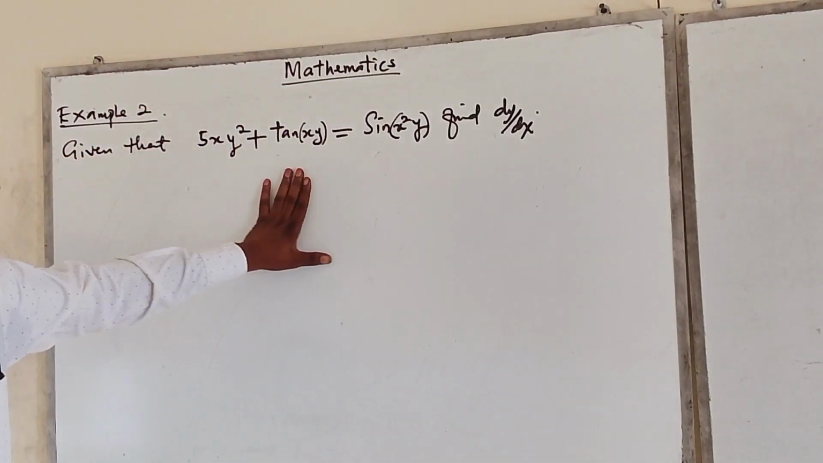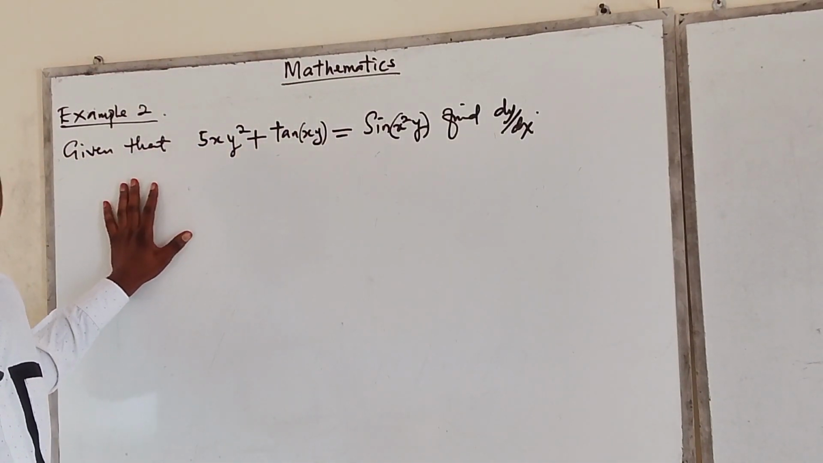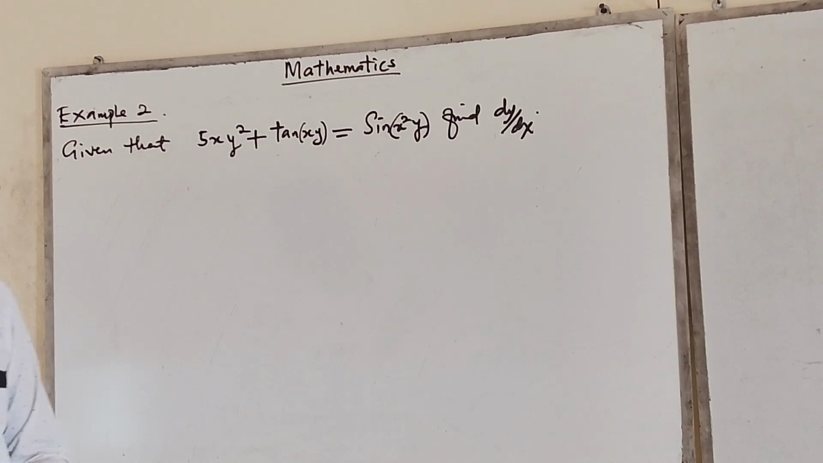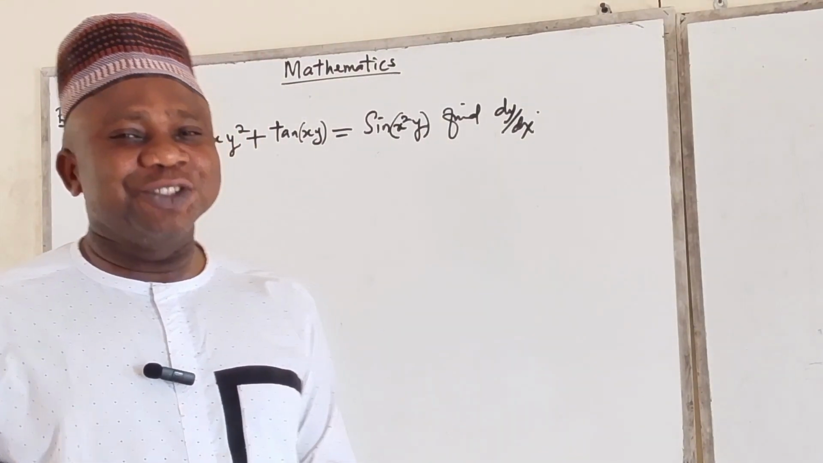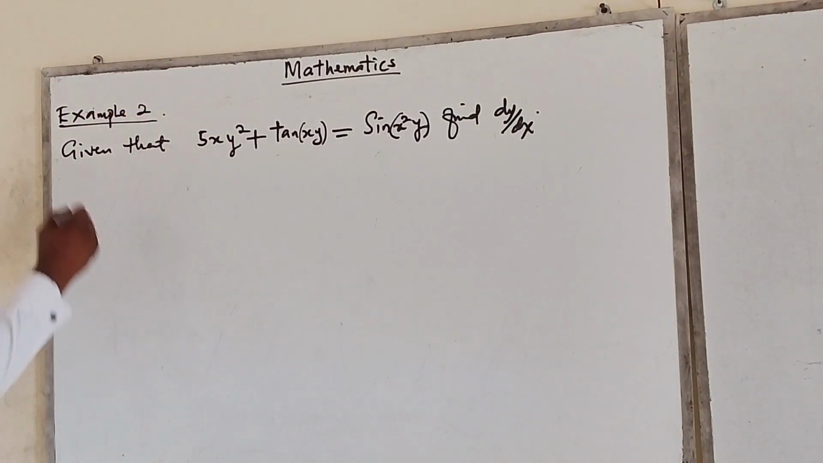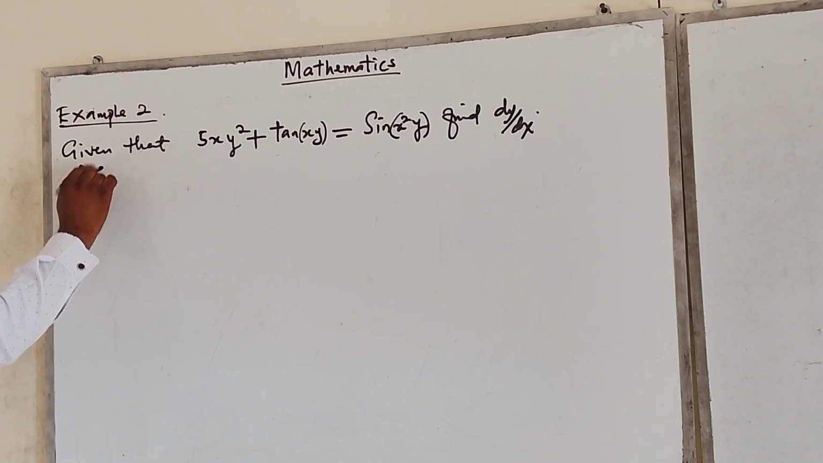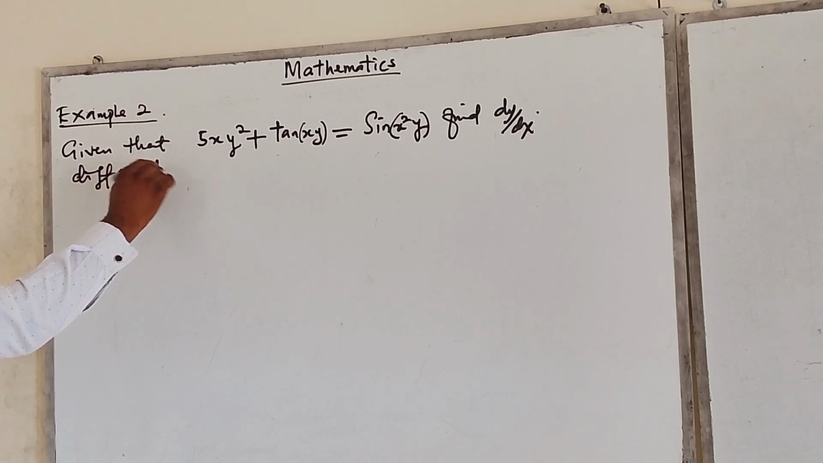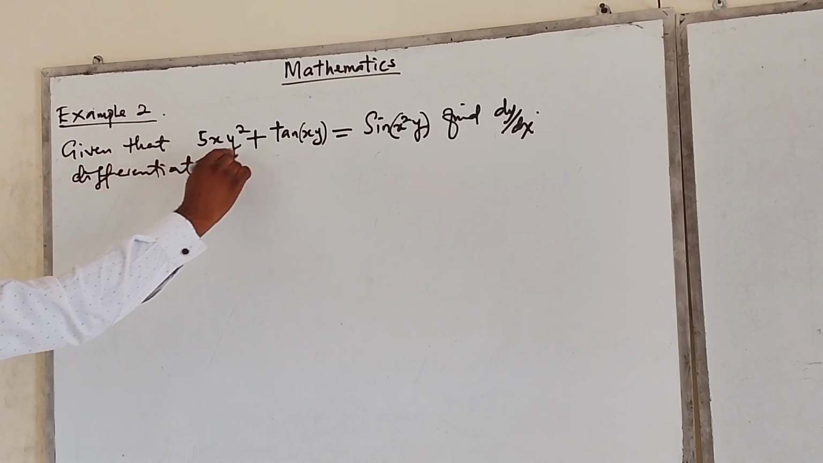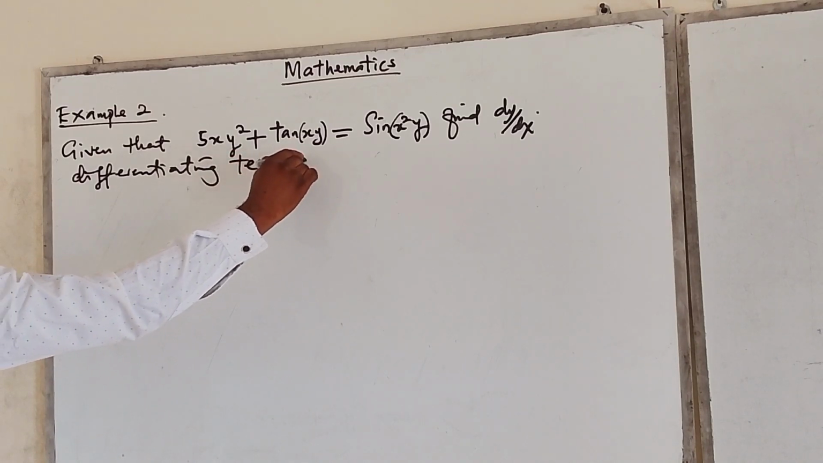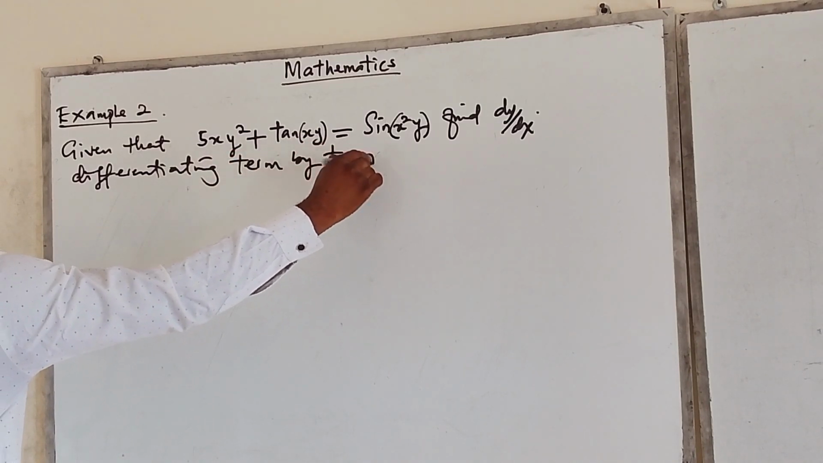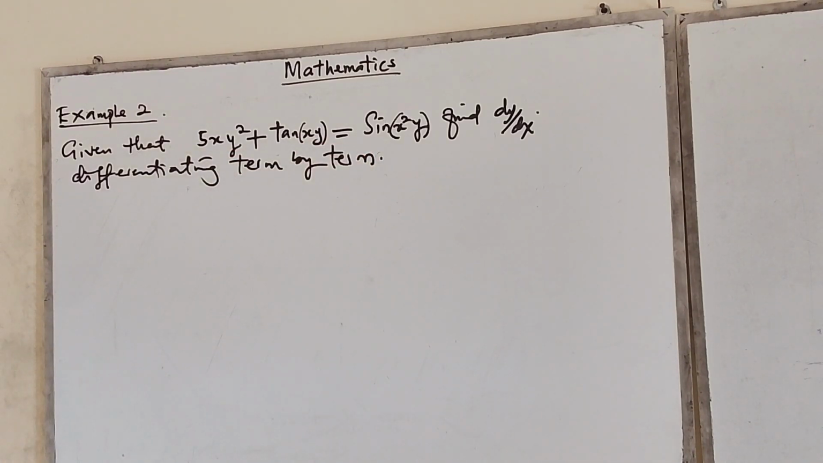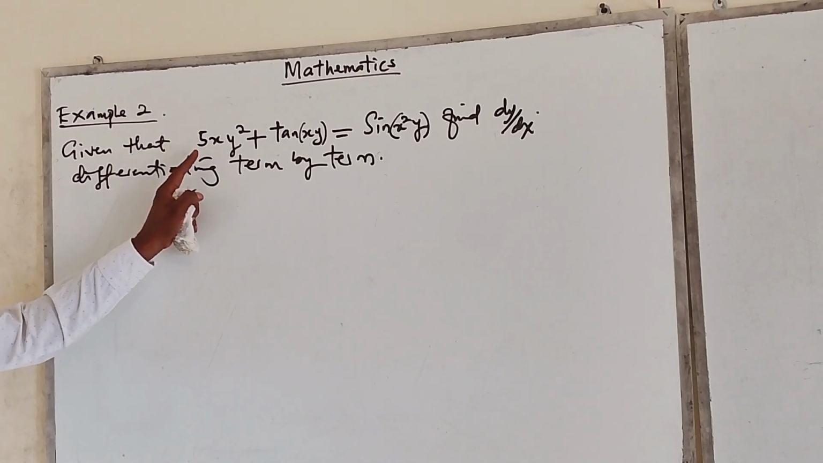So it means in this case, you cannot just start with the dy over dx like the case of explicit functions. So it means here, we start by differentiating term by term. Okay, so now we're going to start with the first term here.